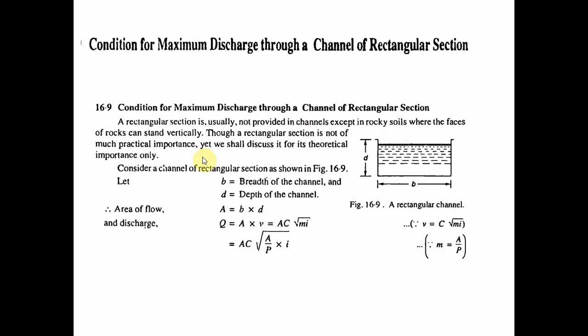Consider a channel of rectangular section as shown in the figure. So this is a rectangular section of breadth B and depth D. B is the breadth of the channel and D is the depth of the channel. Then area equal to breadth into depth. Q equal to A into V, that is equal to A into C into root of MI, that is equal to A C into root of (A by P) into I.